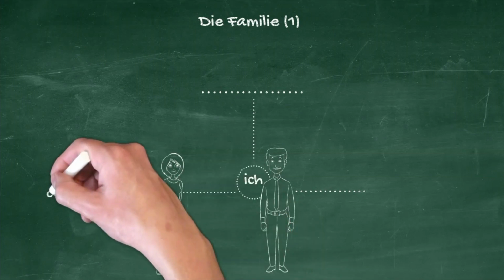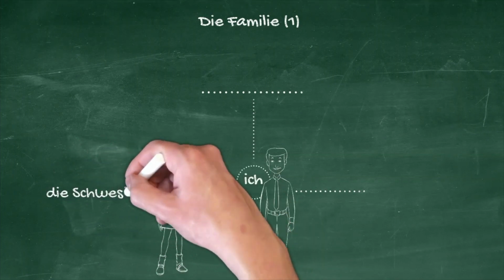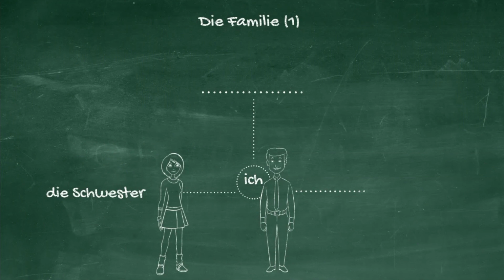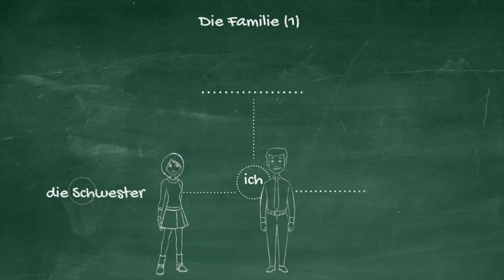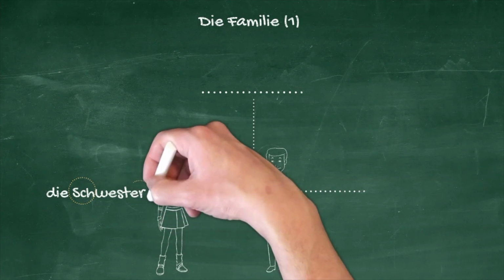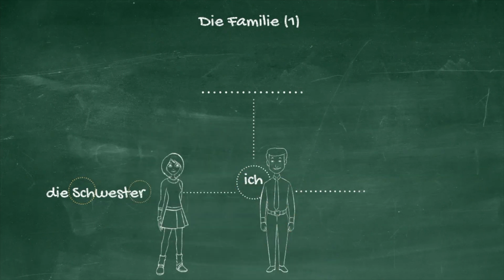Now let's talk about the other people of the family. If you wanted to mention your sister, you would need the German word Schwester. The article for Schwester is die. Die Schwester. Note that SCH is pronounced sh. Schwester. ER at the end is pronounced like a soft a. You don't say Schwester with a hard r, you say Schwester.